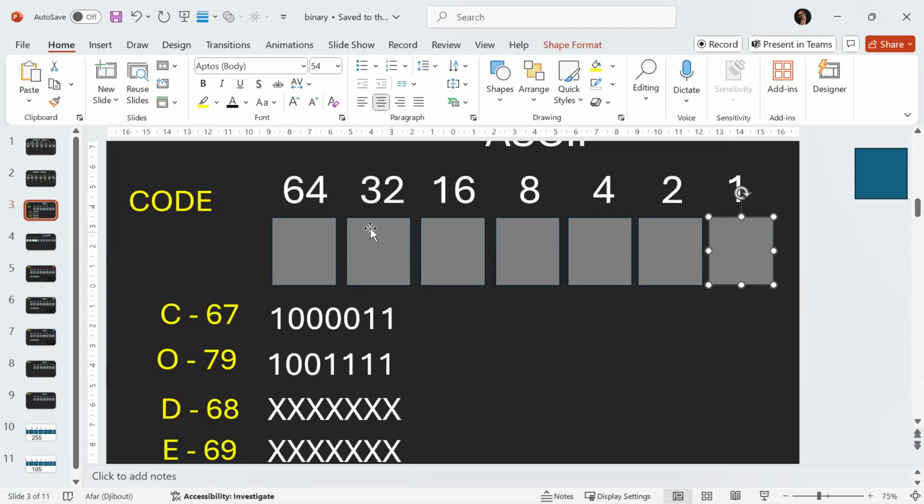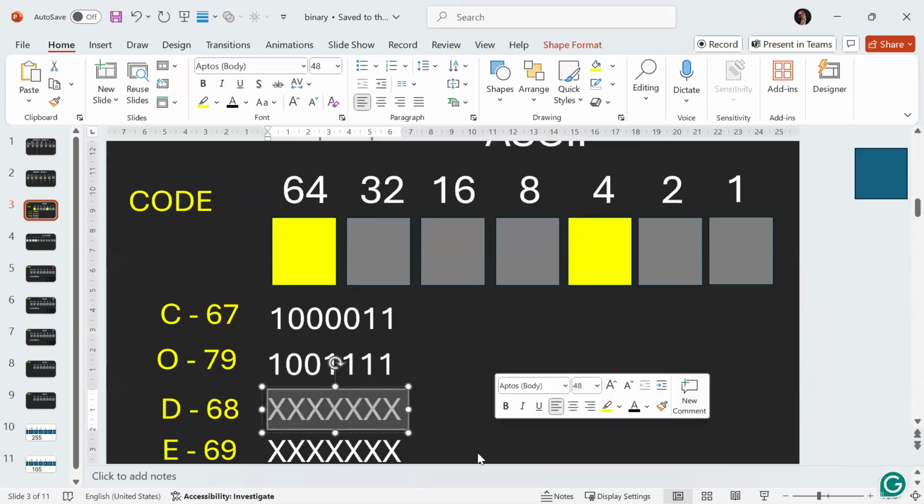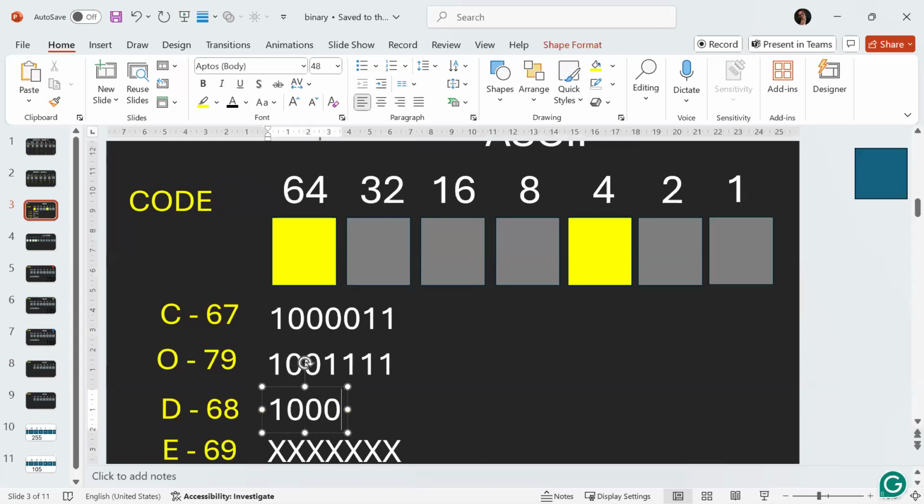So it's going to be 64 and 4. So I'm going to turn on this, and then I'm going to turn on this. So the combination is going to be what? We're going to have 1000100. So the last one, 69. Okay, Mitchell, 641, 641.